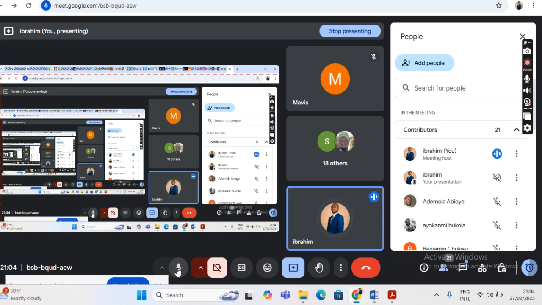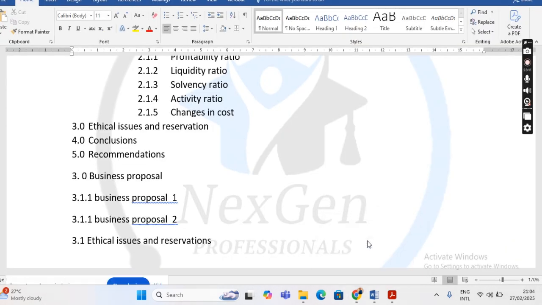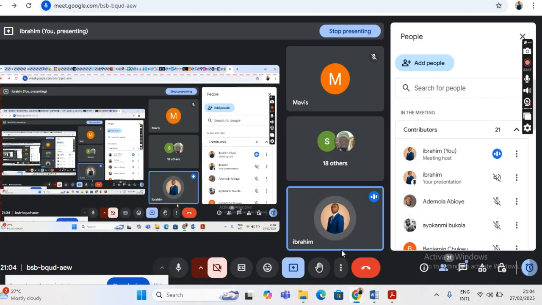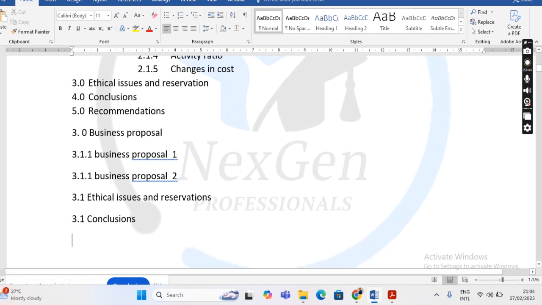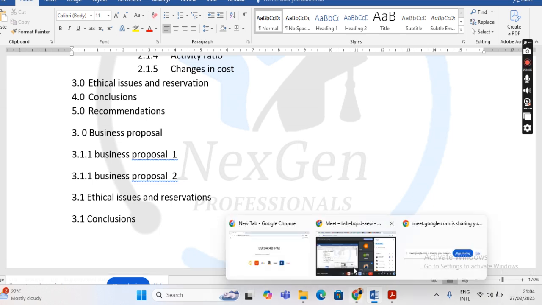So now, like I was explaining, your ethical issues, right? This proposal, is it in line with the company policy, right? Is it in line with the company policy, and so on and so forth. We'll get there, right? Now, another thing is your conclusion. Of course, when you do proposal one, proposal two, you will conclude. Conclusion means findings. Some will say it is findings, and some will say it is conclusions, right?